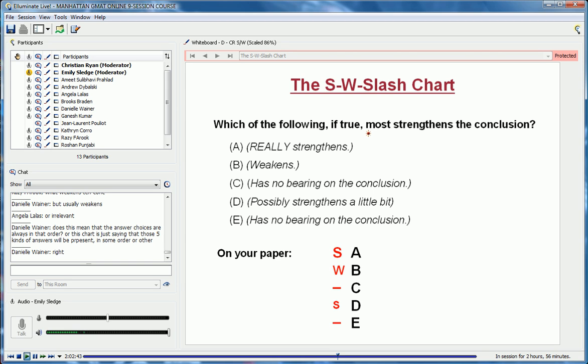Let me ask you, what would your answer be on this one? Everybody just poll it in. If you're looking for the most strengthening. In fact, I might have just given it away.